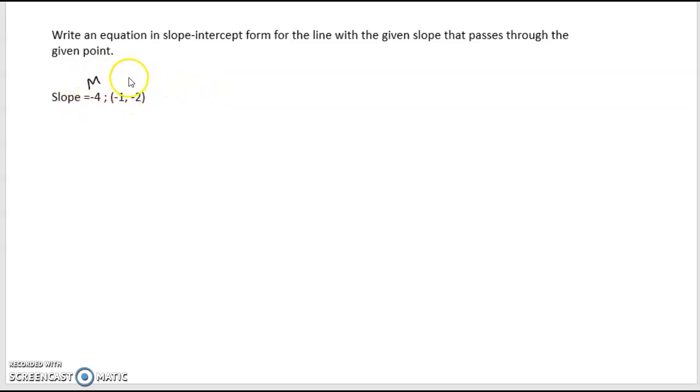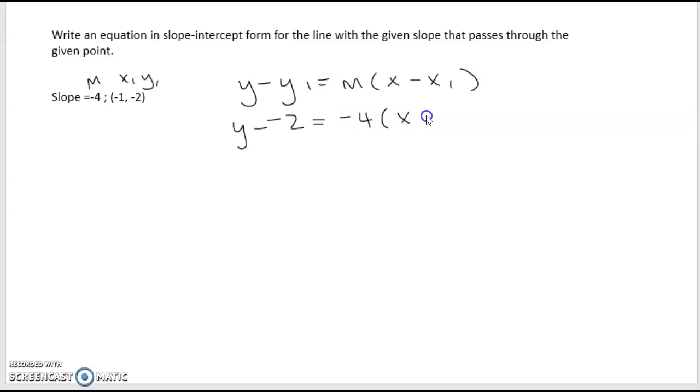My m is a negative 4. My point is my x1, y1. So I have y minus a negative 2 equals negative 4 times x minus a negative 1. Now the piece that's tricky here is remembering that minus and negative means plus a positive for both of those.